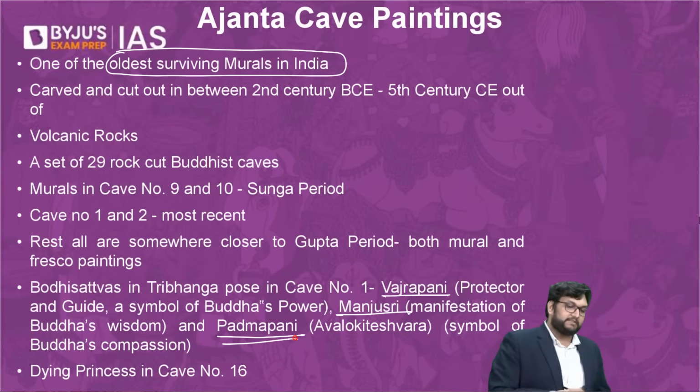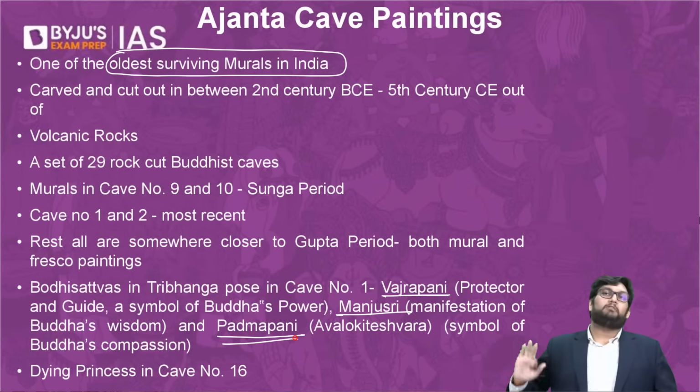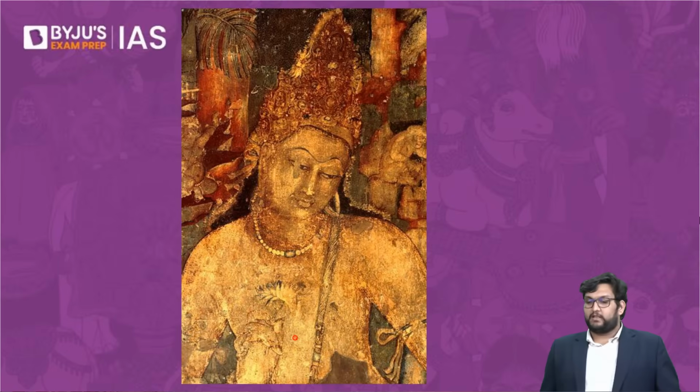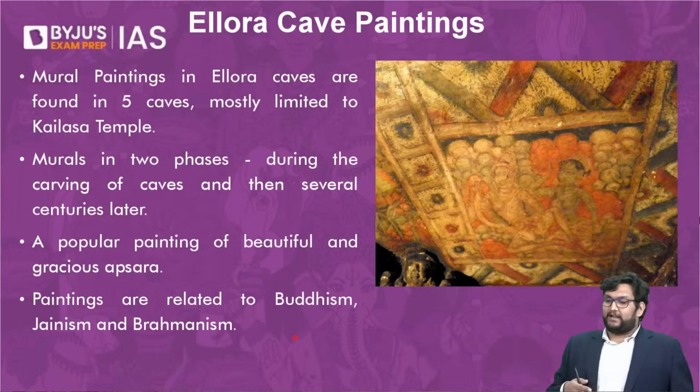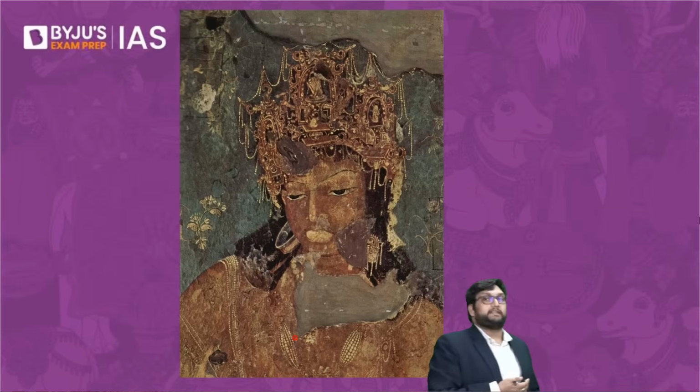The dying princess is another very interesting thing. You have the lying Buddha also, which is represented. But what we have to understand properly are these three. This is a Jataka image. If you've ever seen Upinder Singh's book, this is on the front of it. This is Bodhisattva Padampani or Avalokeshwar. And thereafter, you have Vajrapani represented here.